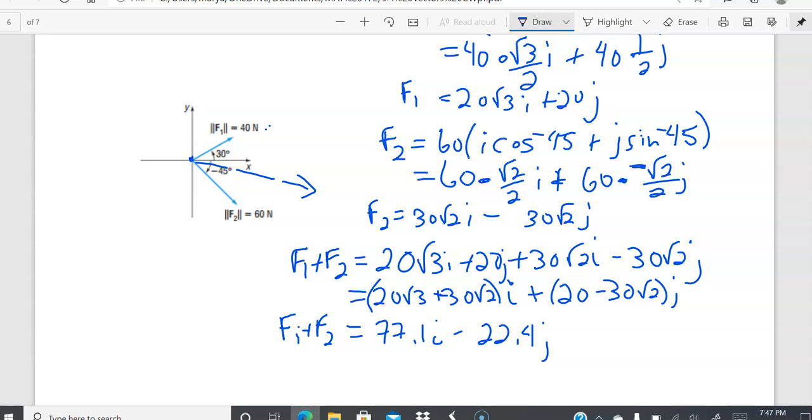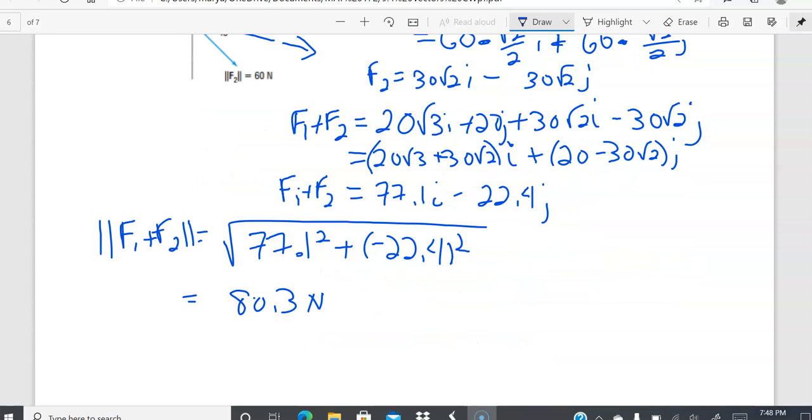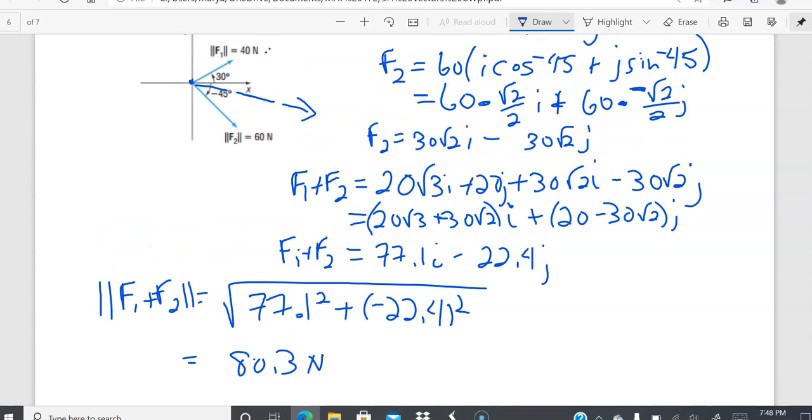So stop the video, find the magnitude. Okay, so I got 80.3 newtons, and it's newtons because that was the unit that we started with. And so we figured out where this force is going, what direction it's going in, and how strong it is.